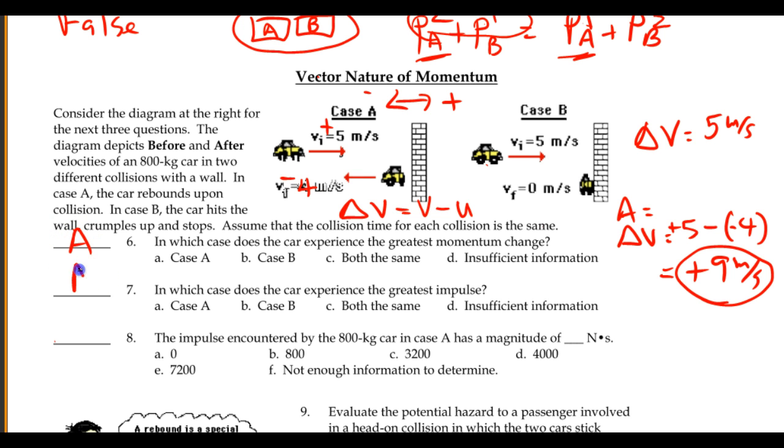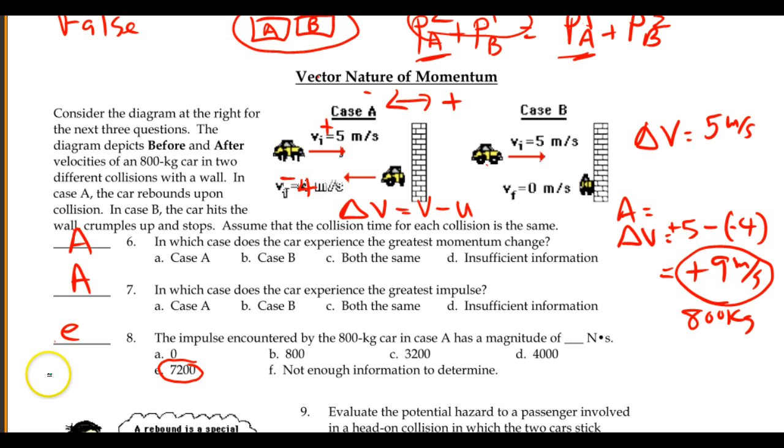Greatest impulse, therefore, is in A, because the impulse and momentum are the same. The impulse encountered by the 800 kilogram car in case A would be 800 kilograms times the change of 9 meters per second. Impulse, again, is force times time, which is equal to the change of momentum. 800 times 9 is 7,200 newton seconds.